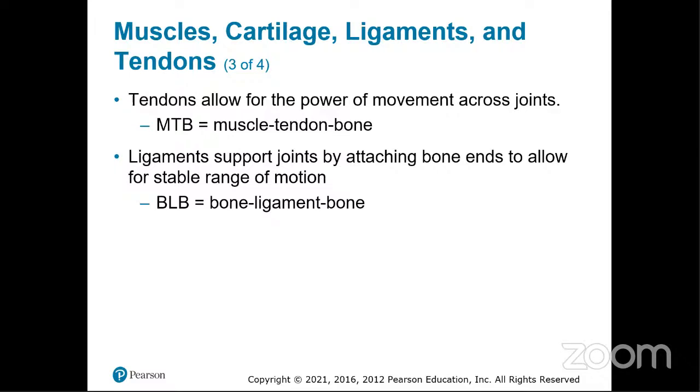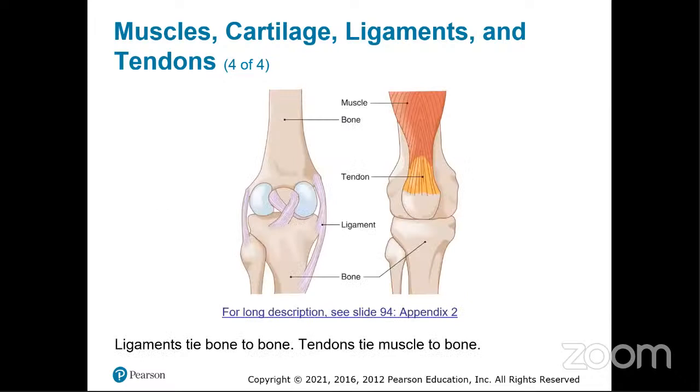So tendons allow for the power movement across joints. So MTB: muscle, tendon, bone. A ligament supports the joints and attaches the bone ends for stable range of motion. So that's the bone, ligament, bone. So like we talked, the knee, there's your good ones that says a ligament. So you have your MCL and your ACL, and MCL, ACL, LCL. Anyway, there's the 3 ligaments there that you guys will see.